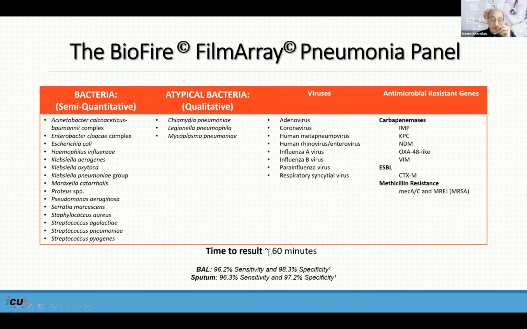As we already mentioned, 60 minutes to get the results. Very good sensitivity and specificity, and this is data from the company. We'll see the studies that were done in real life.